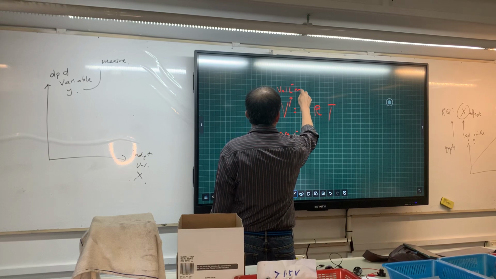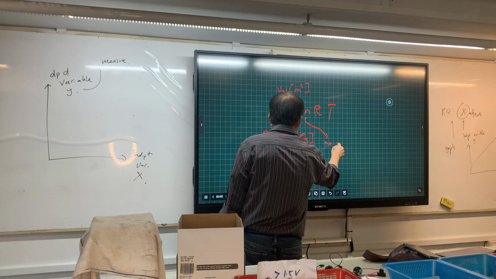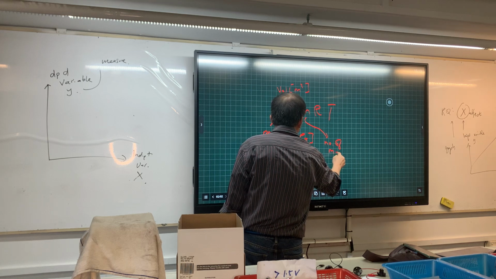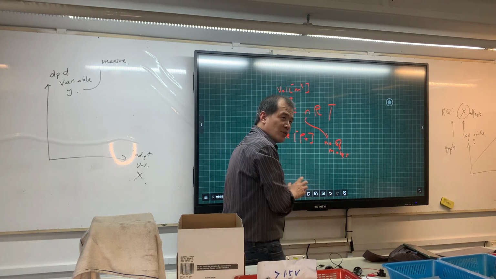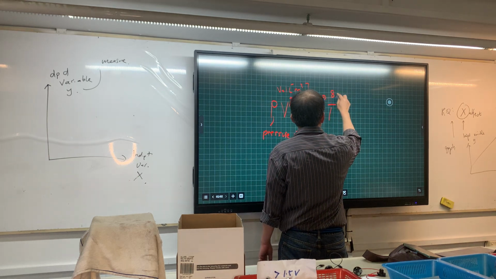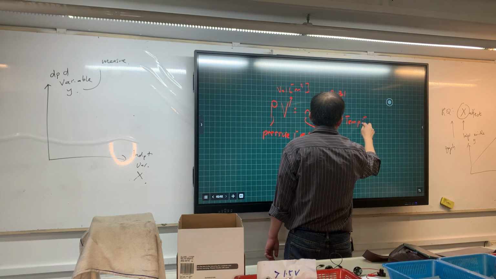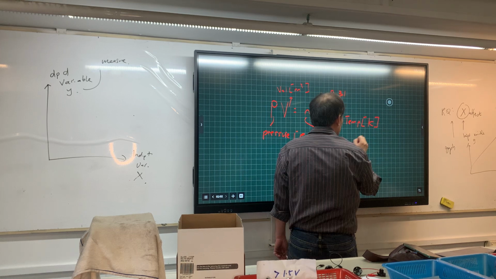In terms of units of meter cube, N refers to number of moles. And yes, in physics we do have moles. And R is your gas constant, 8.31. And T is temperature in units of Kelvin. Okay?